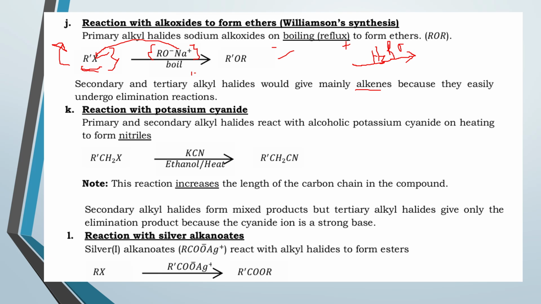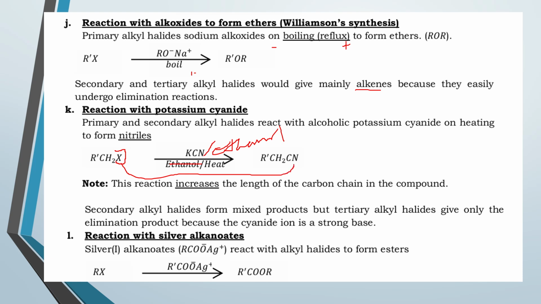Now the next reaction is going to be a reaction between alkyl halides and also potassium cyanide. Now also for this reaction, just like the previous reaction, potassium cyanide must be stroked with ethanol. So ethanol is not a condition, it must be above the arrow. So potassium cyanide stroked with ethanol, at a condition of heating, what happens is that the halogen atom gets replaced by the cyano ion, and then you form a nitrile.